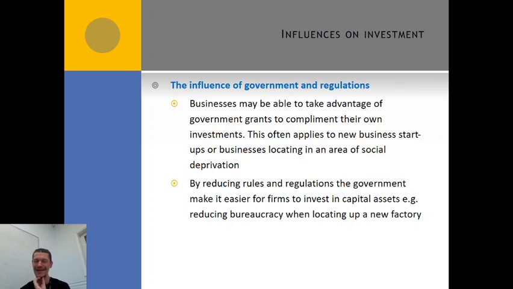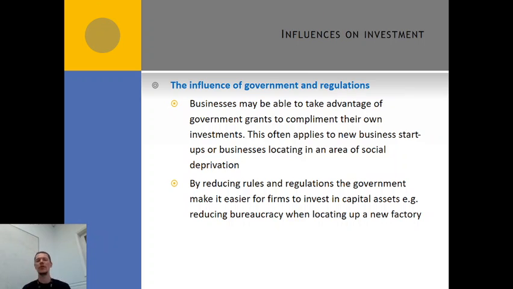So if you look 3 lines down, this often applies to new businesses starting up, or businesses locating in an area of social deprivation. So, for example, we know for the time being that somewhere like Blackpool on the coast, I think it's the northeast, yeah, has got a lot of poverty going on. There's a lot of social deprivation. So what the government might say is, if you want to come to Blackpool, you want to set up whatever enterprise, whatever shop, you're going to set up a shop selling carpet or whatever, we'll pay you, say, £10,000 to locate in Blackpool.